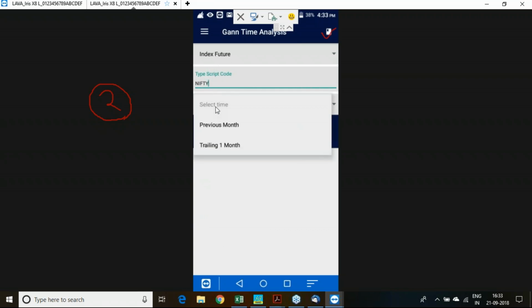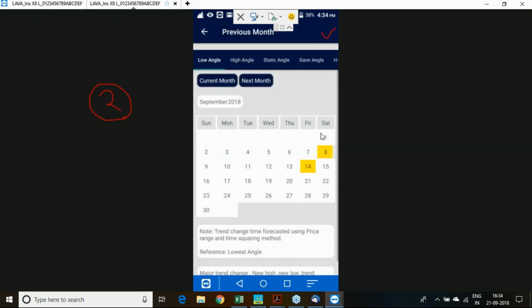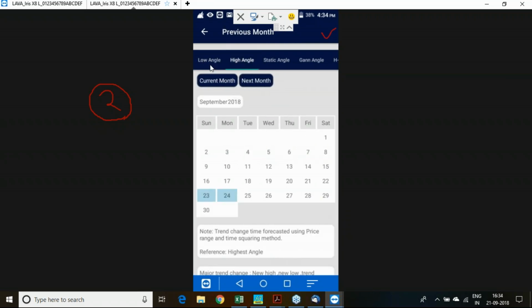There are two different reference points I am giving. One is the trailing 1 month and the other is the previous month. Previous month means August month data will be taken, investigating on September. These two methods are highly prominent. You can see that it has given 8th and 14th, these two dates, and 23rd and 24th also as a trend reversal date.